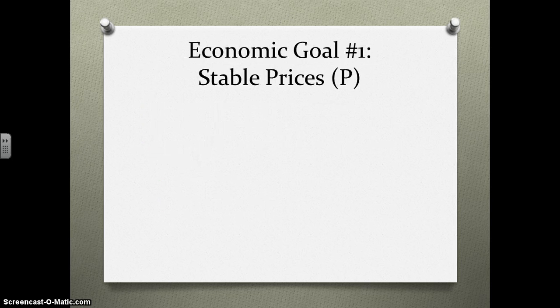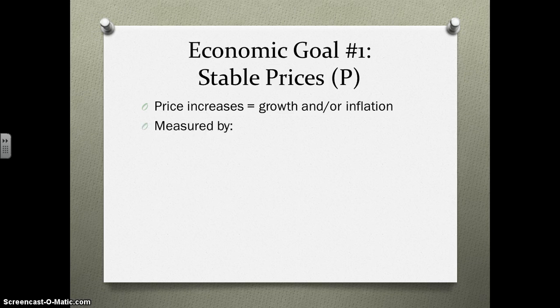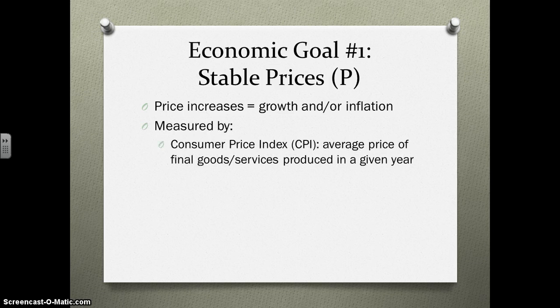The first economic goal, and they're in no particular order, I just gave them a number for our purposes, is stable prices, indicated by P. Stable prices means that prices do increase over time. They don't stay the same always. Stable price increases can indicate growth and or inflation. That's not necessarily a bad thing, however. We measure stable prices by looking at what's called the Consumer Price Index, or CPI. That's the average price of final goods and services produced in a given year.